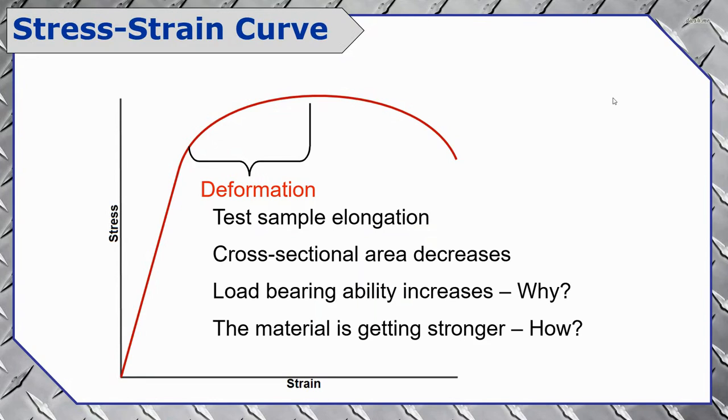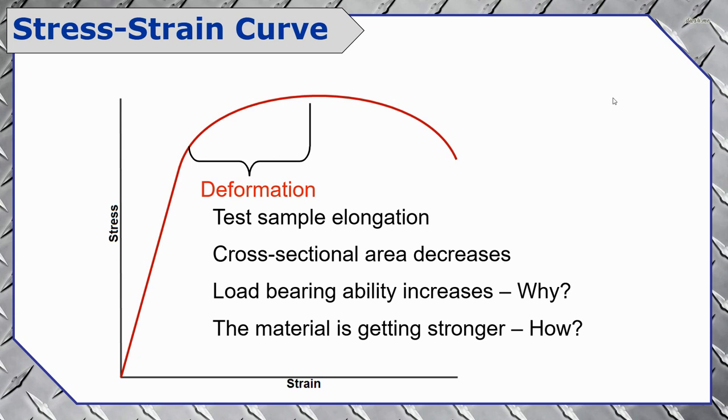What's interesting to note here on the curve is that as we get into plastic deformation, our test sample is continuing to elongate, and our cross-sectional area is starting to decrease. The sample is getting narrower where the breakage is going to occur, but at the same time, its ability to carry the load is still increasing through this range.